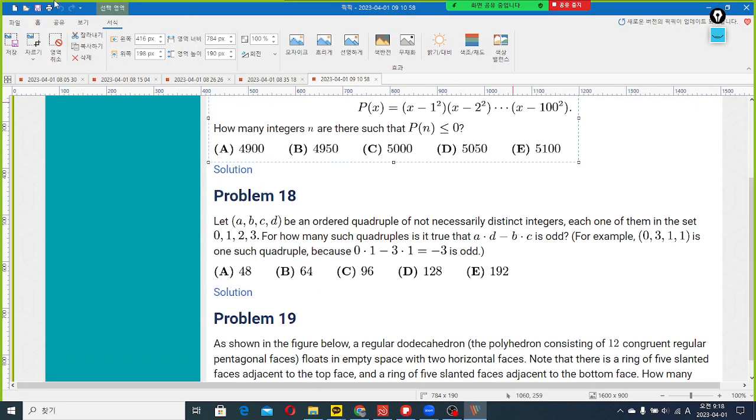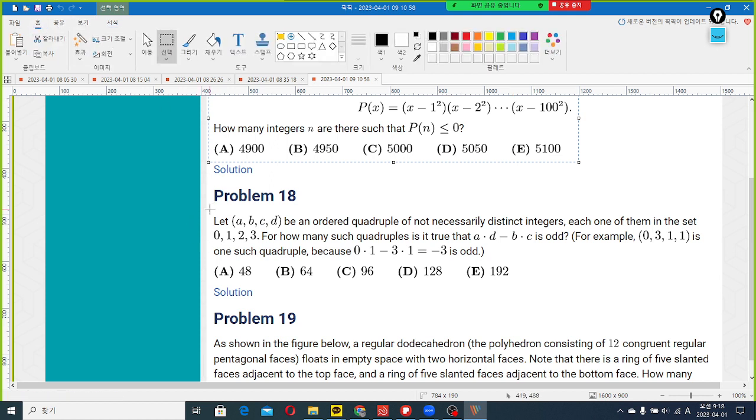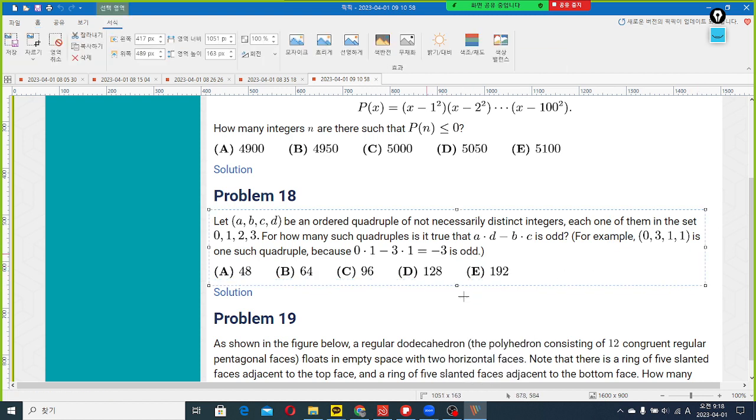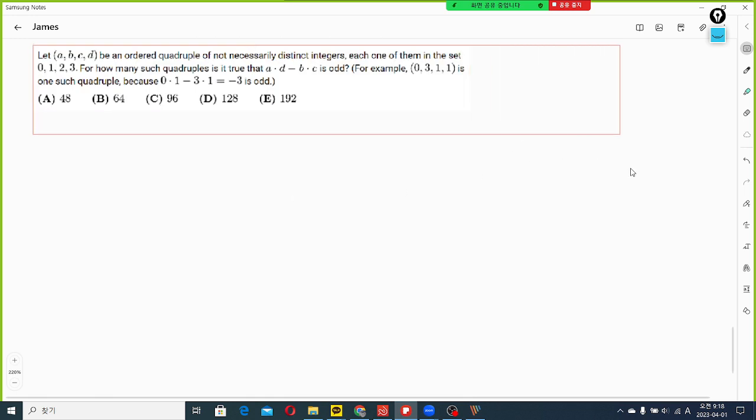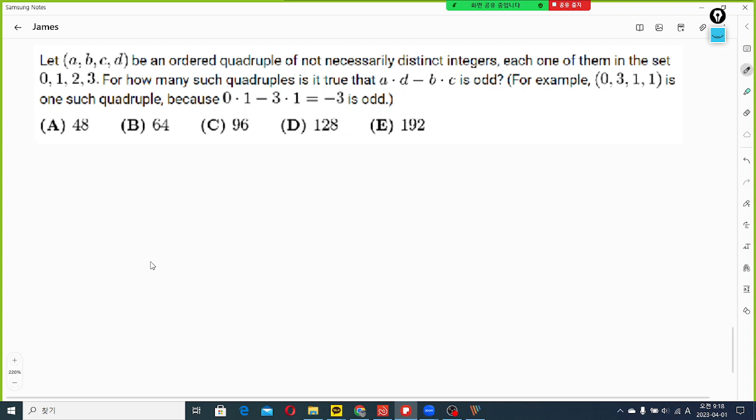Let's go to number 18. There are four numbers from the set negative one, one, two, one, one, 0, 1, 2, 3. And if we pick one of the numbers from the set, we want to make a times d minus b times c odd.